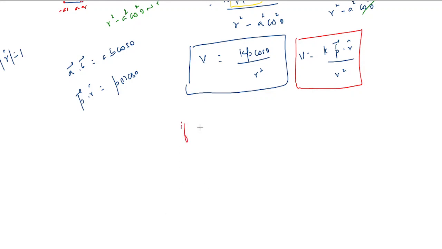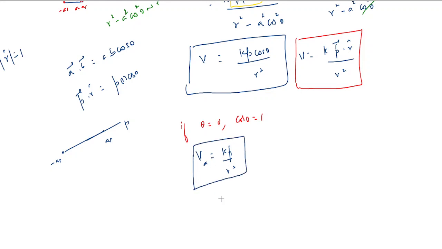Now suppose if you put theta equal to 0 degrees. If theta is 0, then cos 0 is equal to 1. Then what we get is V, because theta 0 means it's the axial line only. That is, if you have minus Q plus Q, theta 0 means the point is somewhere here, on the axial line. That is equal to V axial line. It becomes just Kp by R square. This is what we got in the case of potential due to a dipole on the axial line.